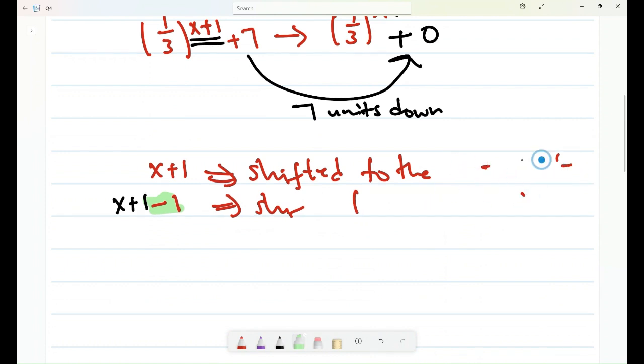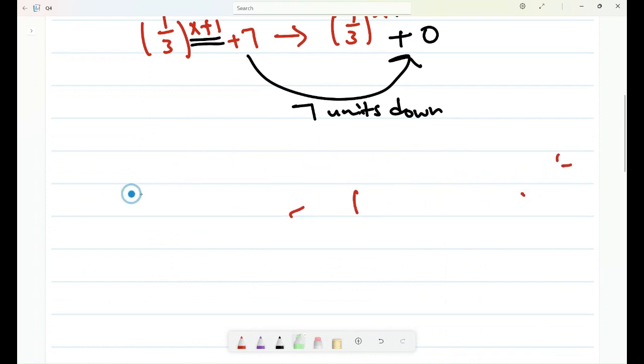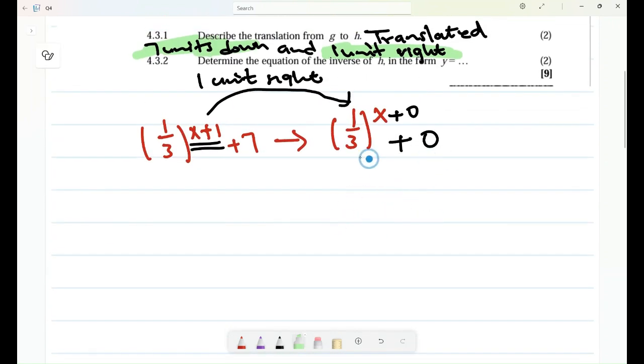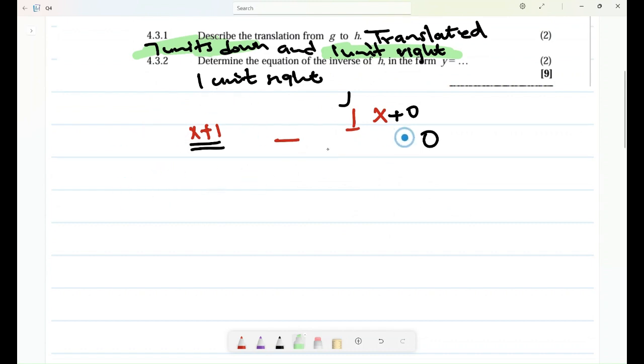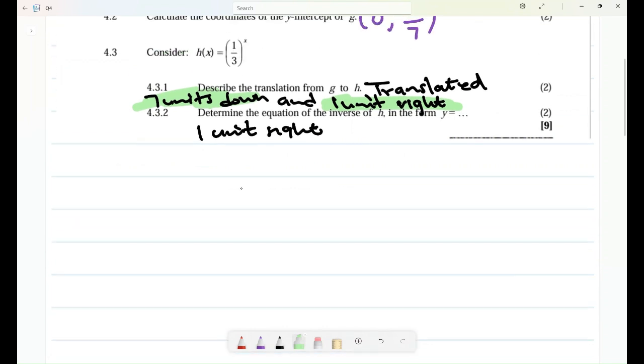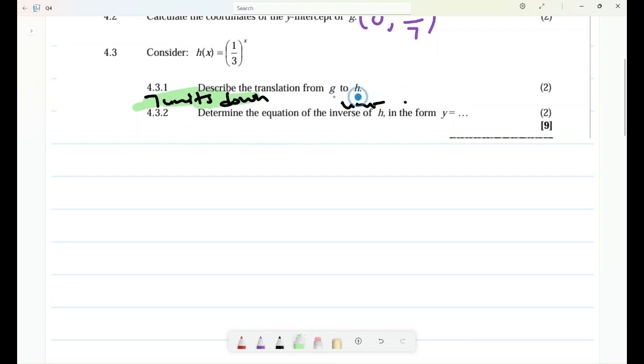I believe you're following. I strongly believe you're following. If not, please watch the videos under functions so that you can see this weirdness of x plus 1 or x minus 1, which we call the horizontal shift. All right, so I'm done with this.